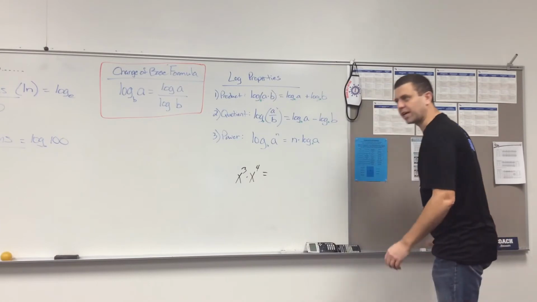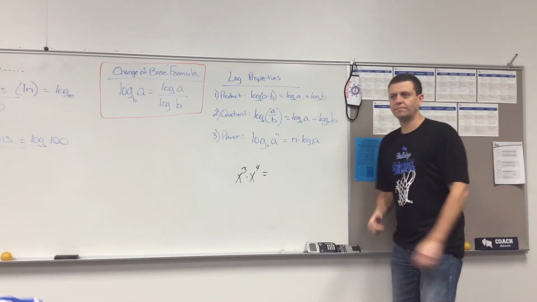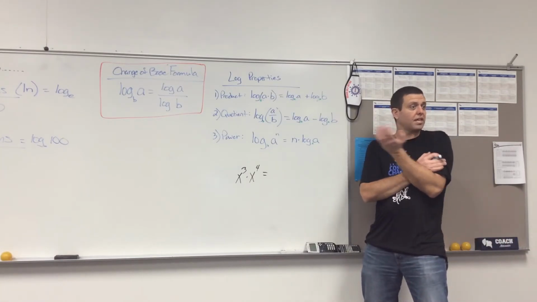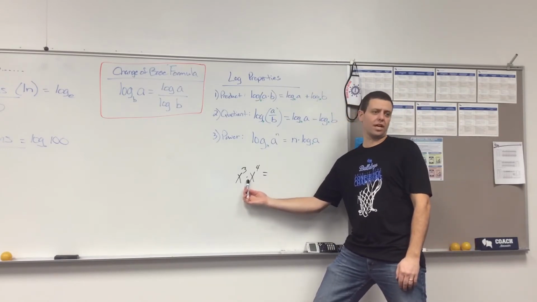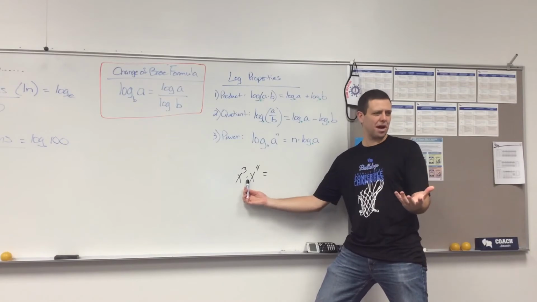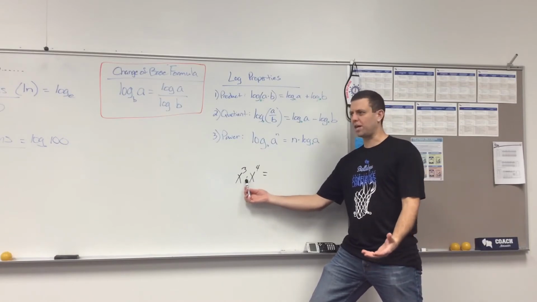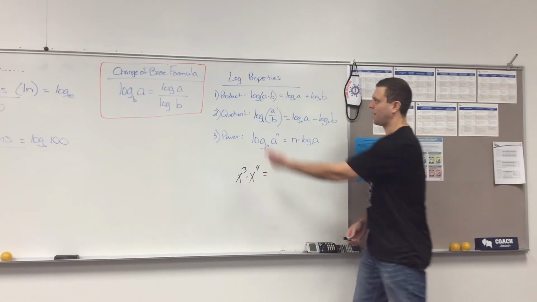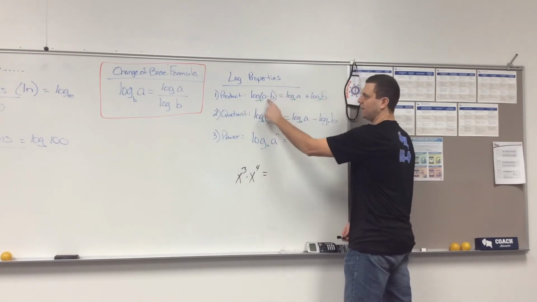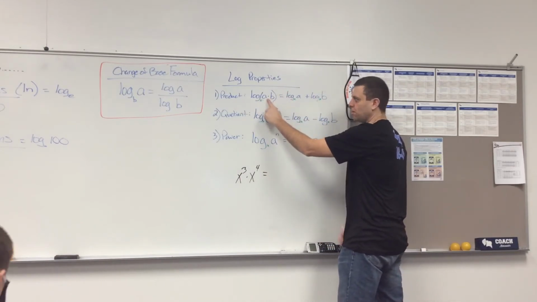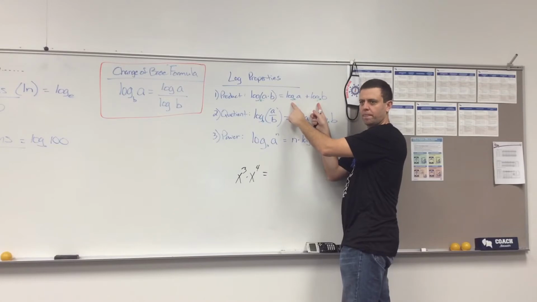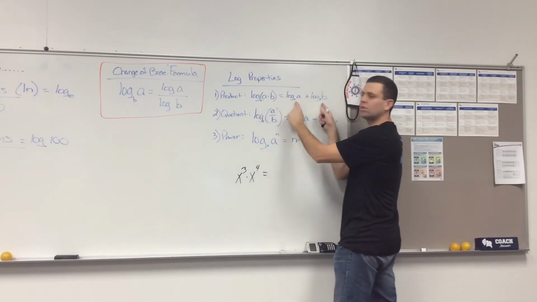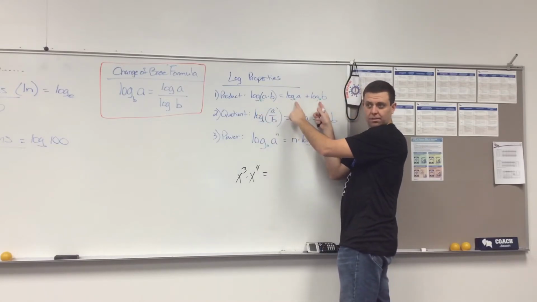X to the third times x to the fourth equals what? X to the seventh. Because the rule is, when you're multiplying, you do what with the exponents? You add them, right? Yeah. So when you multiply with exponents, you add the exponents. There's your first rule right there. When you have multiplication, you add the exponents individually. That should help you remember the product rule. When you're multiplying with exponents, you add.